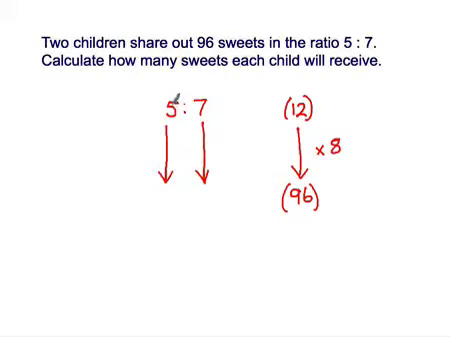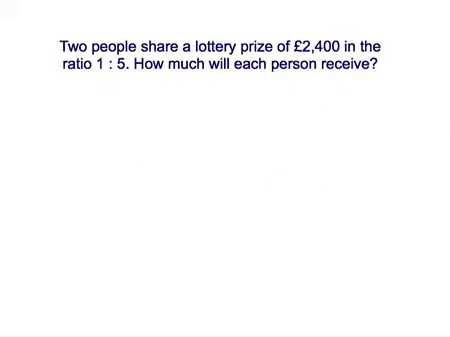8 times by 5 will give me 40. And 7 times by 8 will give me 56. Those two should also add together to get back to 96, which they do. Job done. Next one.